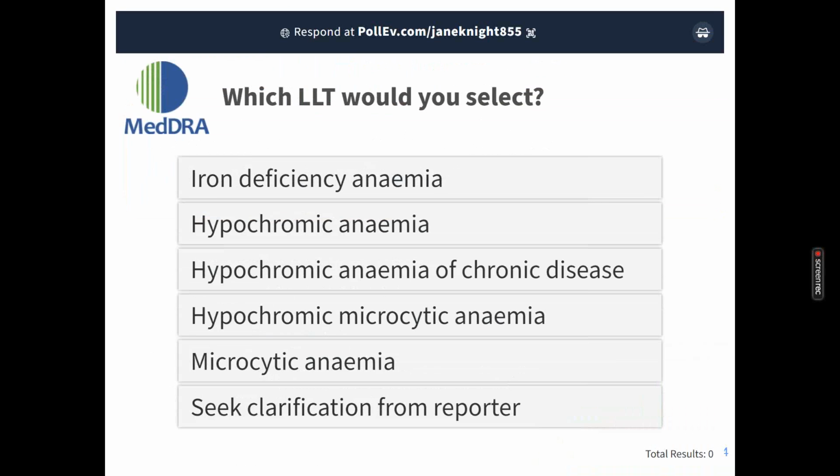So what LLT would you select? Again, I've given you a selection here in a multiple choice format. Is it iron deficiency anemia, hypochromic anemia of chronic disease, hypochromic microcytic anemia? Well, that one seems to have picked up a bit more. Microcytic anemia, or would you seek clarification with a query?